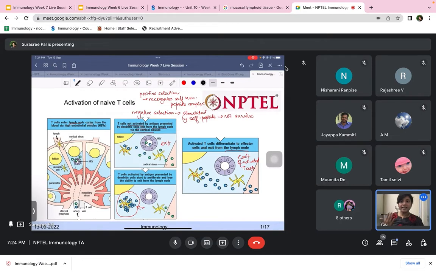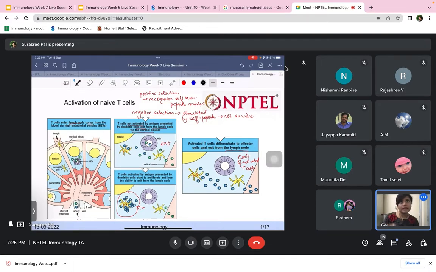First of all, when this activation process is taking place, these T cells will not be able to exit until and unless they are fully activated and also differentiated, right? Because these activated T cells, as you know, have several subsets: the T helper cells and the cytotoxic T cells. The T helper cells also have different Th1 cells, Th2 cells, Th17 cells, right? So all these subsets, all this differentiation will only take place in the lymph node only, right?